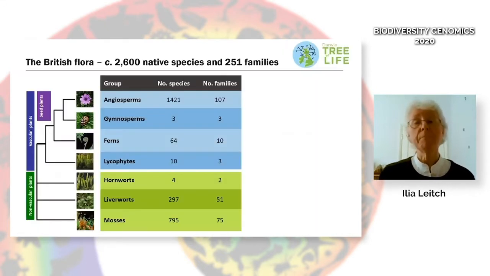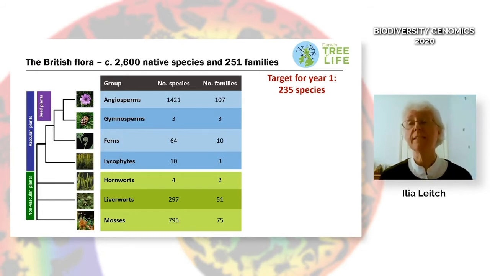In terms of species numbers, the British flora is not particularly species rich. It comprises around 2,600 native species, distributed around 251 families. Although you can see it includes representatives from all the major lineages of land plants, as you can see here in this slide. And then as far as our targets for this year, we are aiming to collect 235 species from within the British flora.